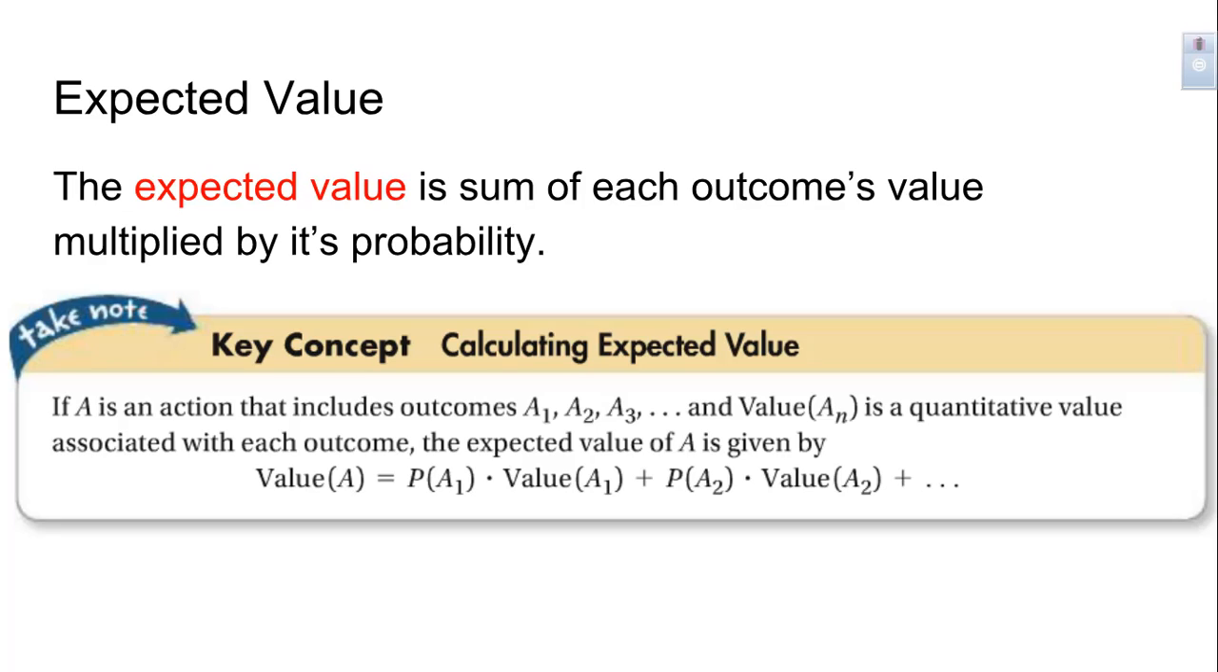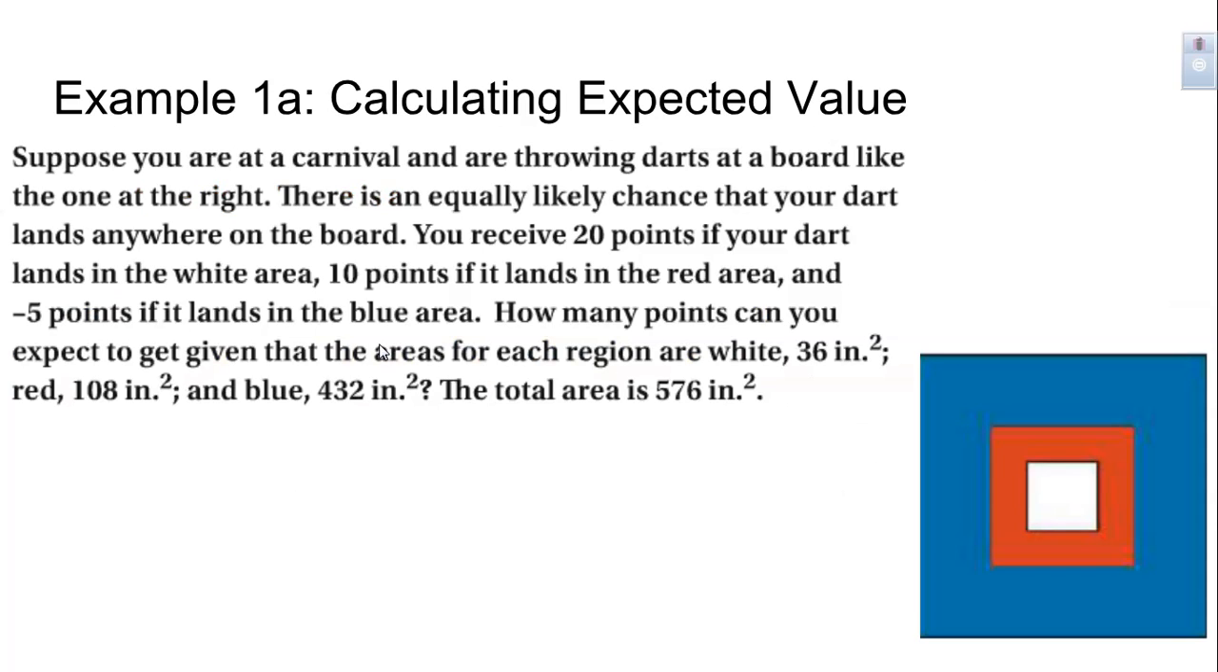So the key concept here is if A is an action that includes outcomes A1, A2, A3, and so forth, the value of A is going to be the probability of area 1 times the value of it, which means if it's 5 points, the probability of that times 5 points, plus the probability of area 2 times its value, maybe 3 points. And then as you get further and further outside, the point value gets smaller. So let's take a look at an example of how we calculate this.